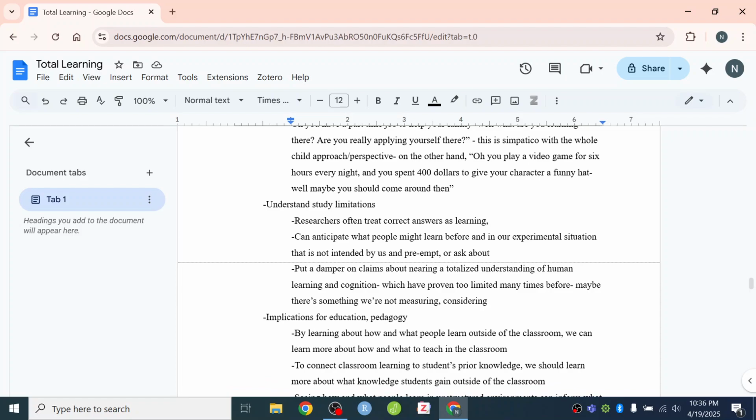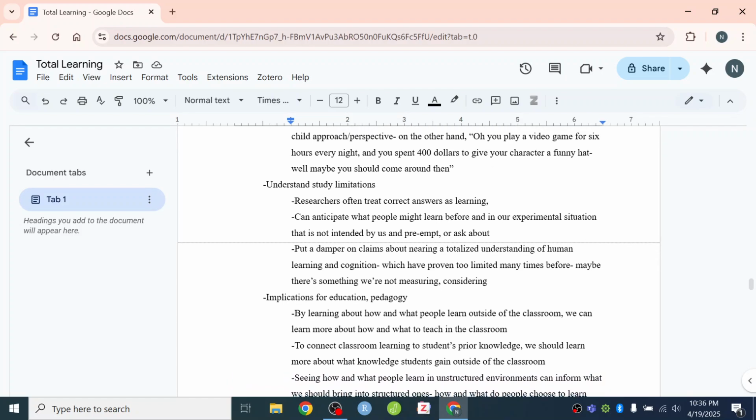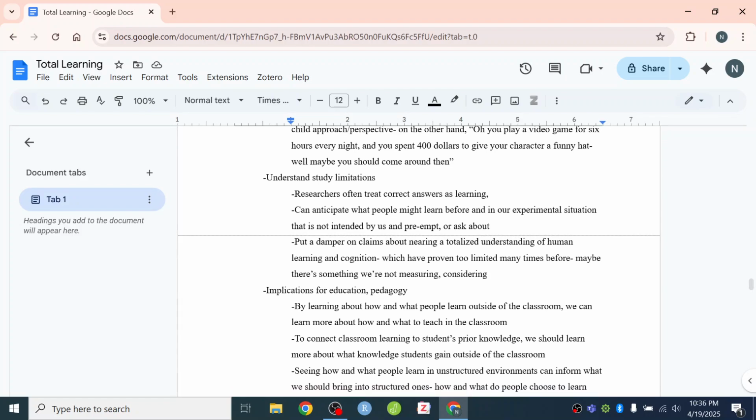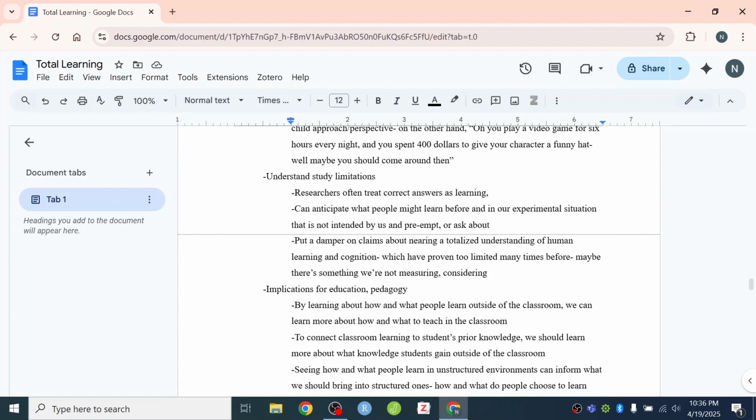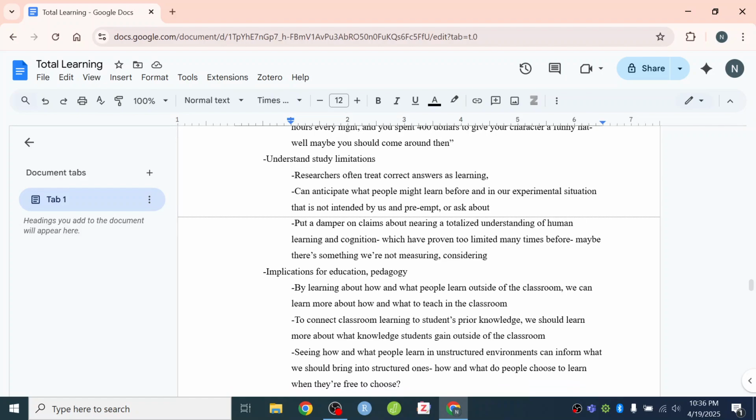By learning about how and what people learn outside of the classroom, we can learn more about how and what to teach in the classroom. More on this in follow-up. To connect classroom learning to students' prior knowledge, we might want to learn more about what knowledge students gain outside of the classroom. That's within the total learning framework. We might want to see how and what people learn in unstructured environments to inform what we should bring into structured ones. How and what people choose to learn when they're free to choose.